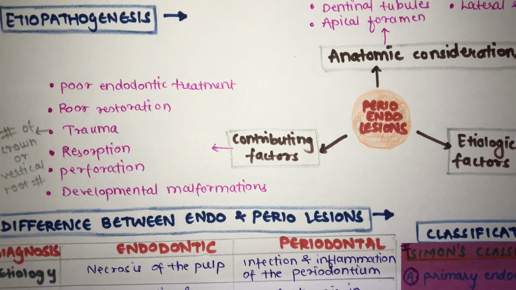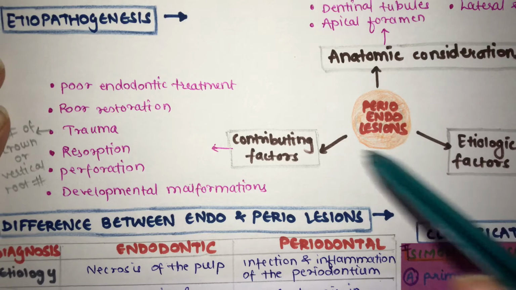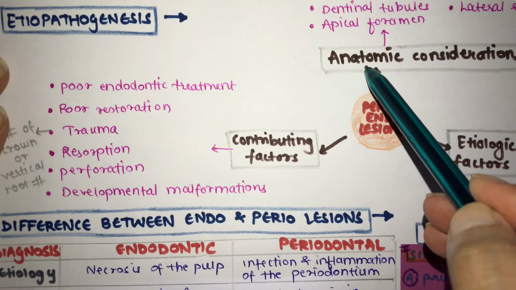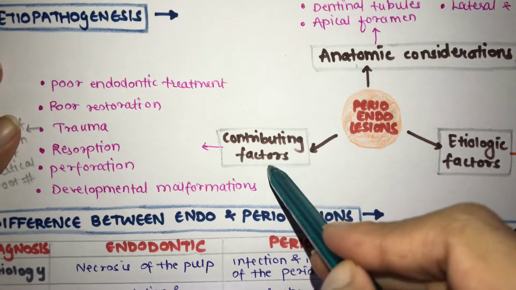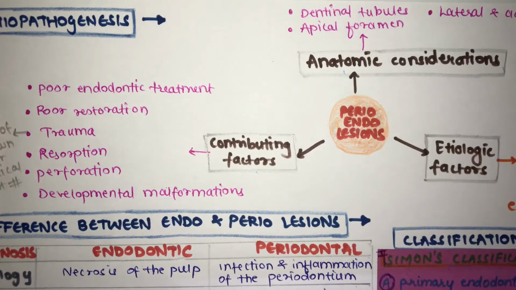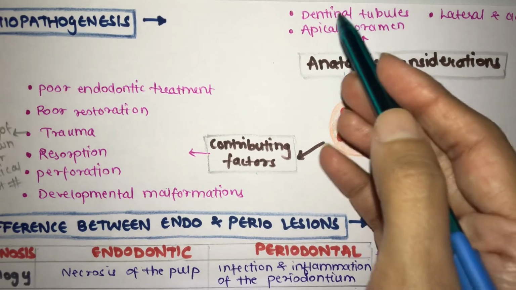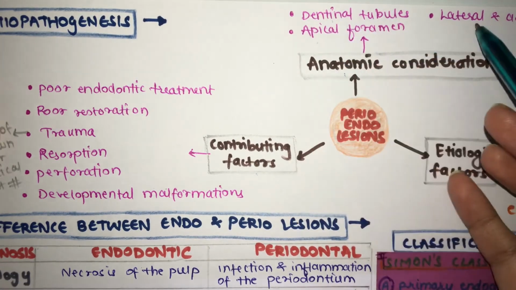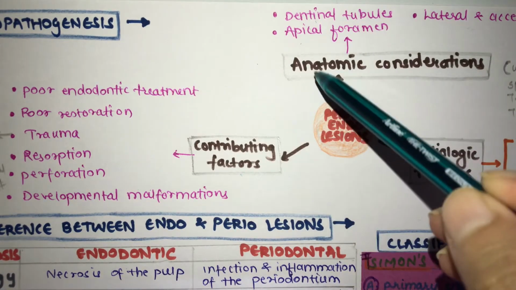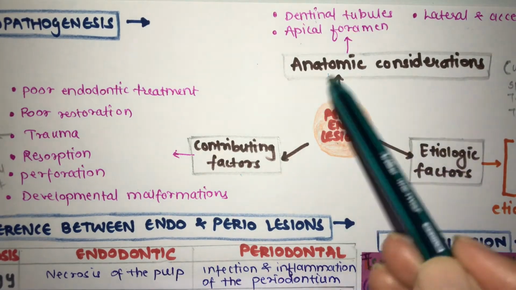Now, what is the etiopathogenesis? Basically your endo-perio lesion has three main etiologies. First is the anatomic consideration, then the contributing factors, and the etiological factor. Anatomical considerations are because of the structure of the tooth itself. It can be dentinal tubules, apical foramen, and the lateral and accessory canals. So these are the etiology of the endo-perio lesion for the anatomic consideration.